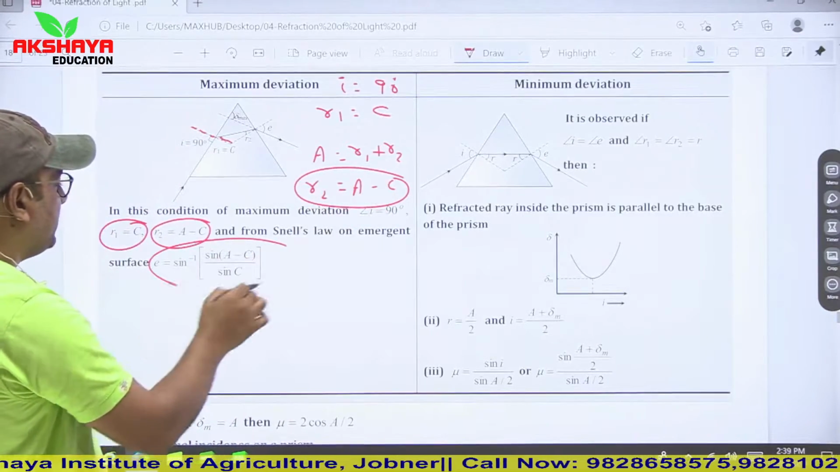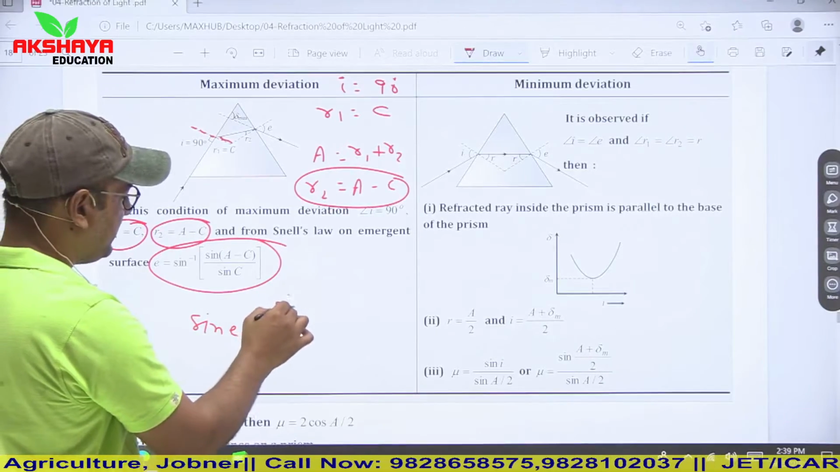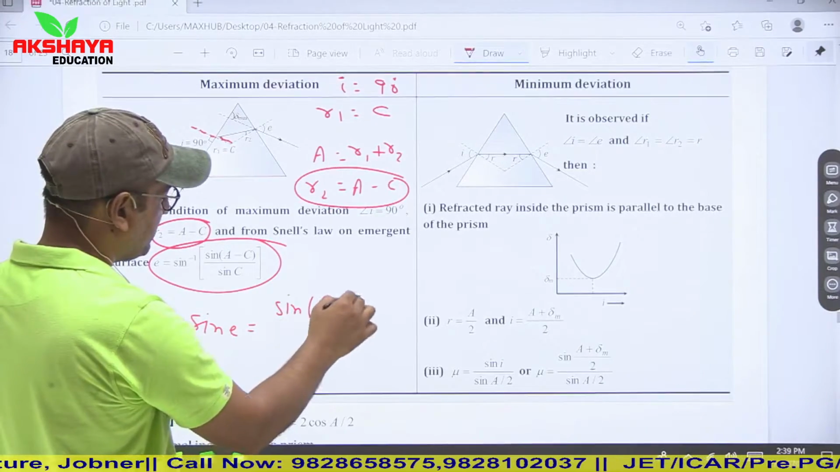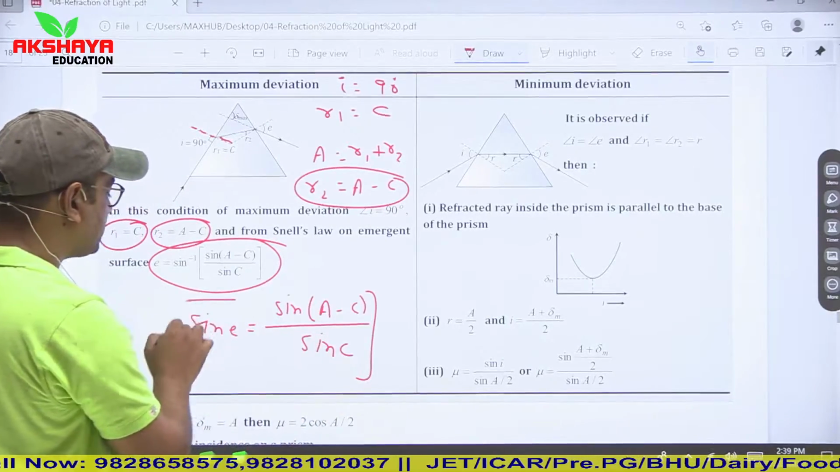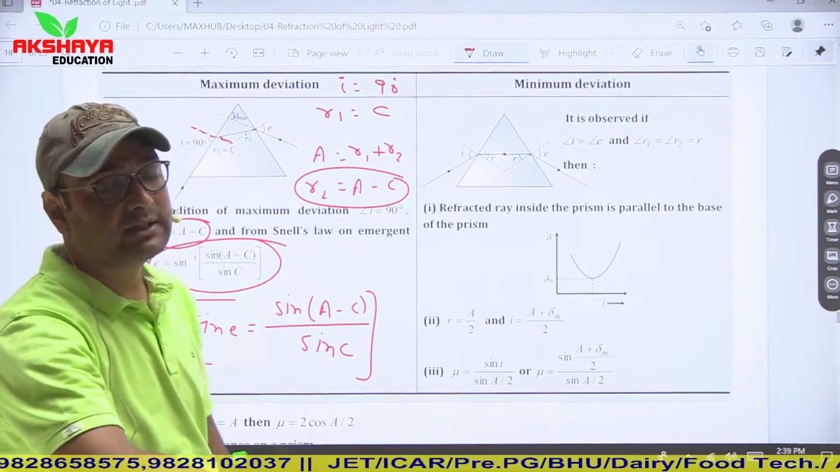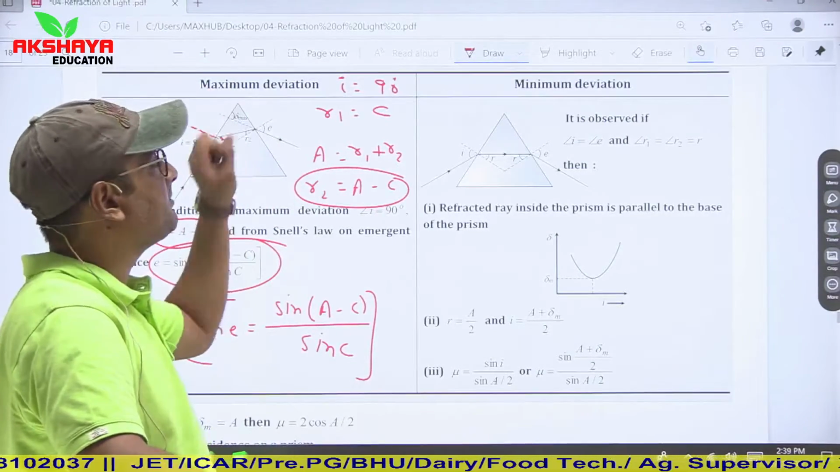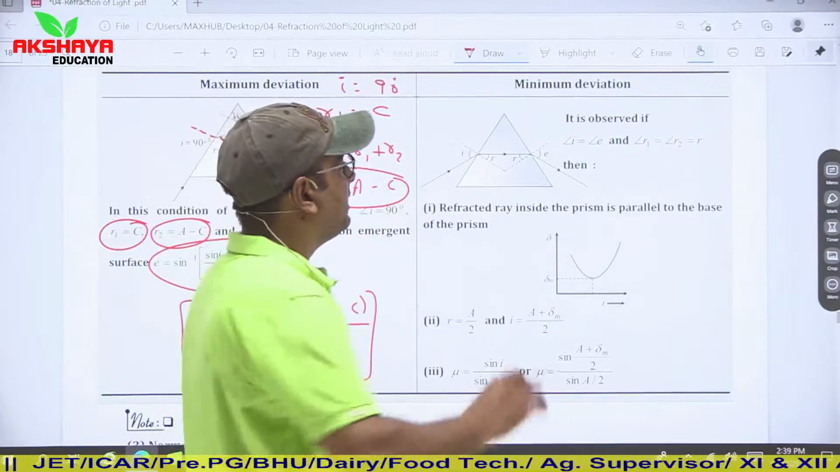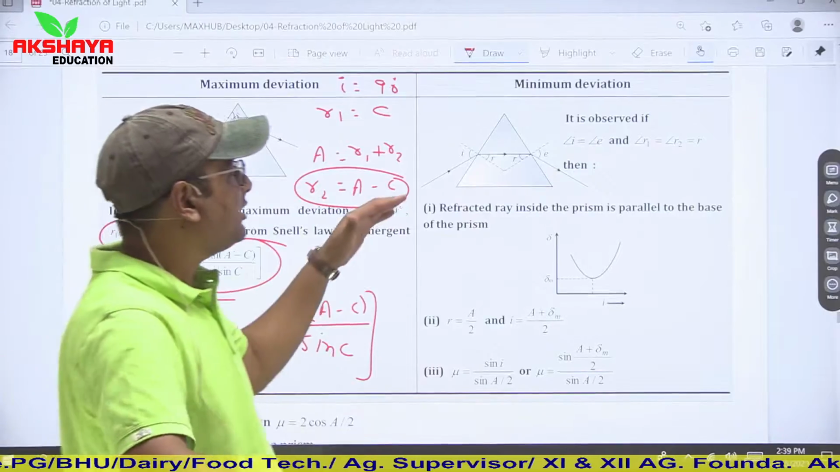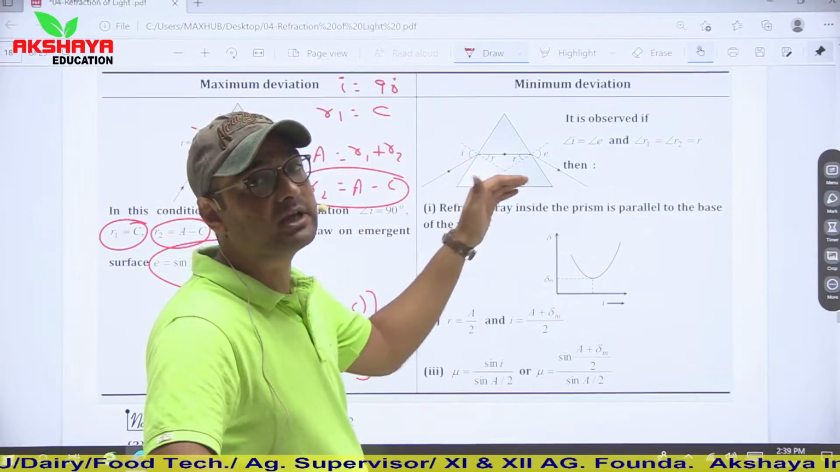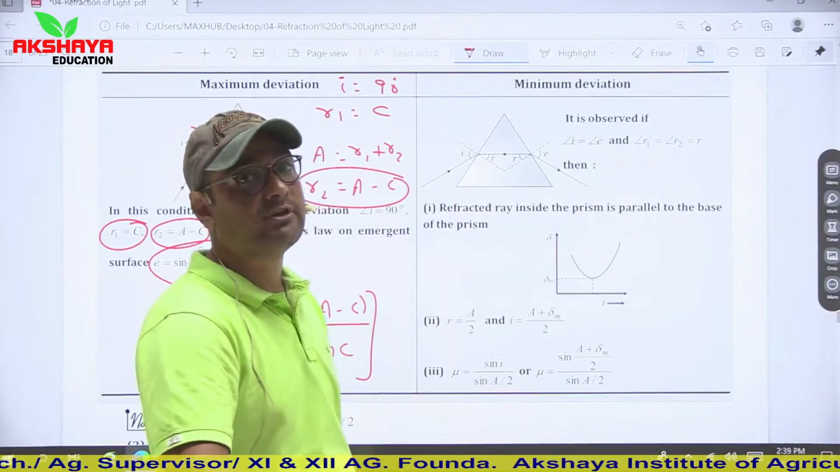Now see, sine E becomes equal to sine (A minus C) upon sine C. So this is the case of maximum deviation. Simply keep in mind that when light is incident on the first surface at 90 degrees, there will be maximum deviation. And if light is incident on the first surface in such a way that the angle of incidence on the first surface becomes equal to the angle of emergence on the second surface, in that case deviation will be minimum.